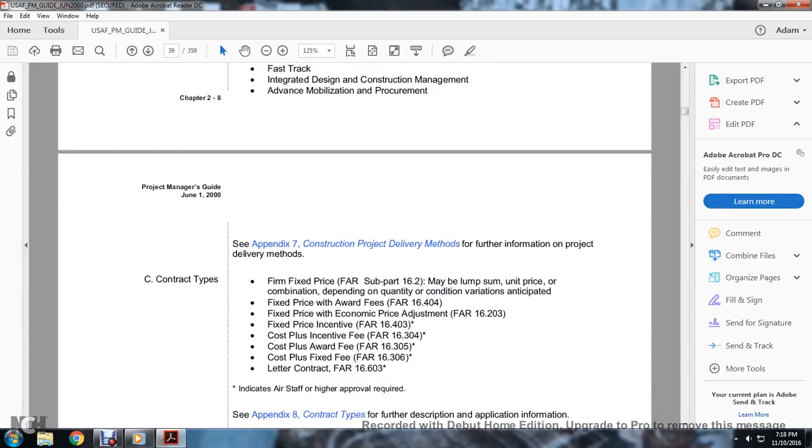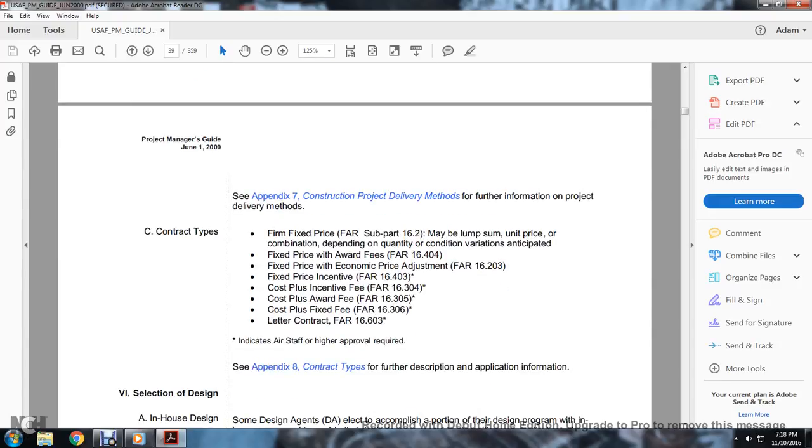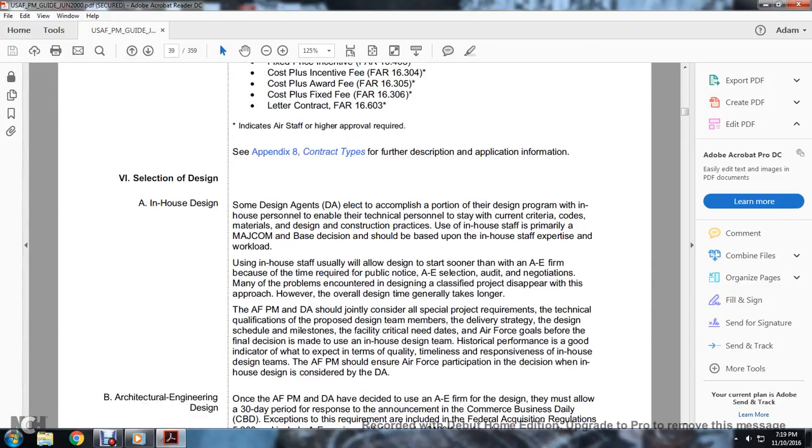Contract type. Fixed firm price, FAR subpart 16.2, may be lump sum, unit price, or a combination depending on the quantity, condition, variation, anticipated. Fixed price with award fees, fixed price with economic price adjustment, FAR 16.203, fixed price incentive, FAR 16.403, cost plus incentive fee, FAR 16.304, cost plus award fee, FAR 16.305, cost plus fixed fee, FAR 16.306, letter contract, FAR 16.603. Indicates Air Staff with a higher approval required. See Appendix B for the contract type with further description, application, and information.